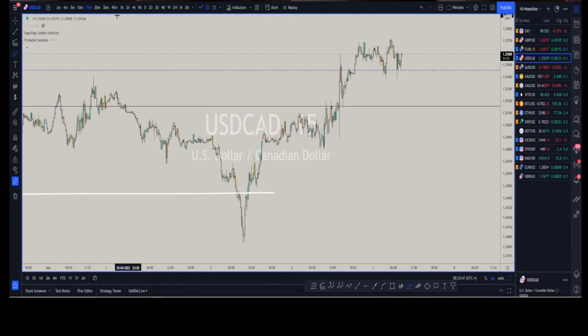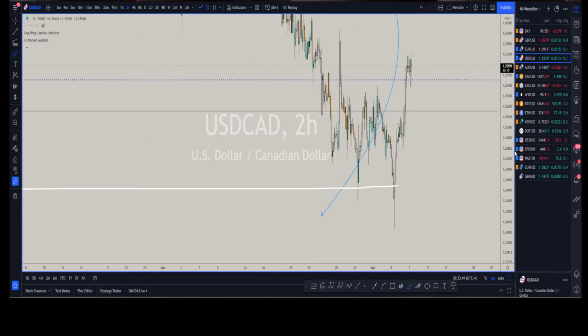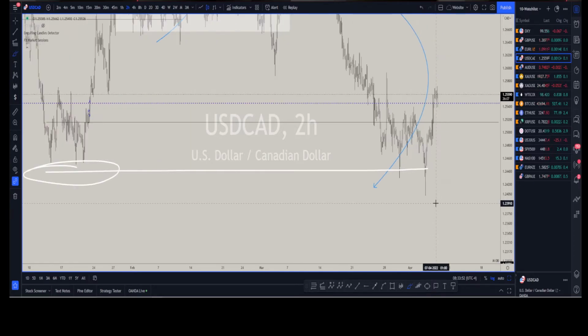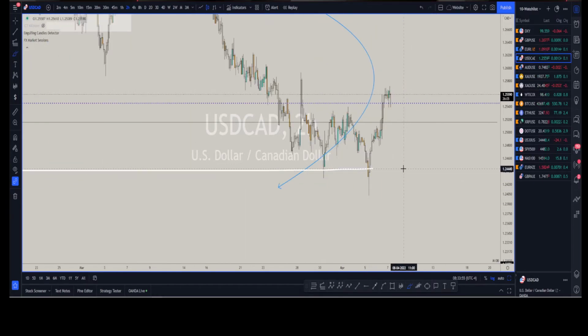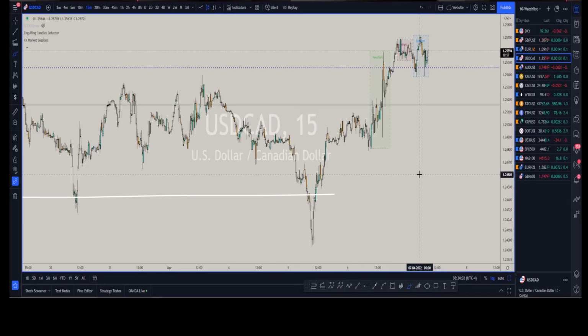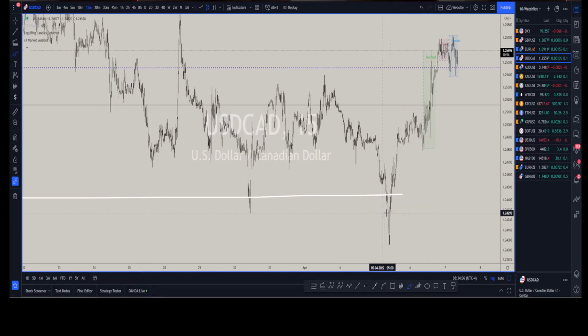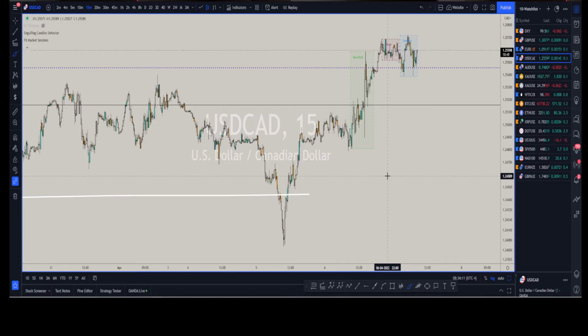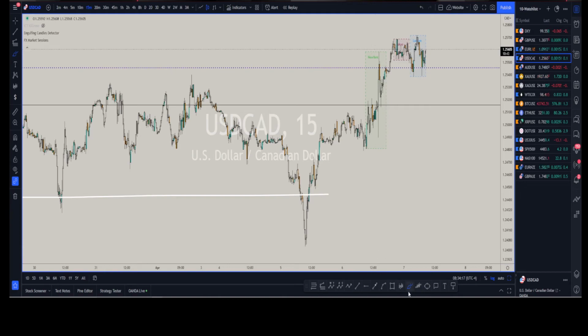USD CAD played out perfectly as we mentioned it. Took out these lows. Yesterday was on the 15. It was right here. Sorry about that. It was the 15 minutes. Yes, exactly. Took out these lows. Where was it yesterday? It was here, right? It was this one. Right there. Exactly. Took out these lows into this fair value gap and continued all the way up.